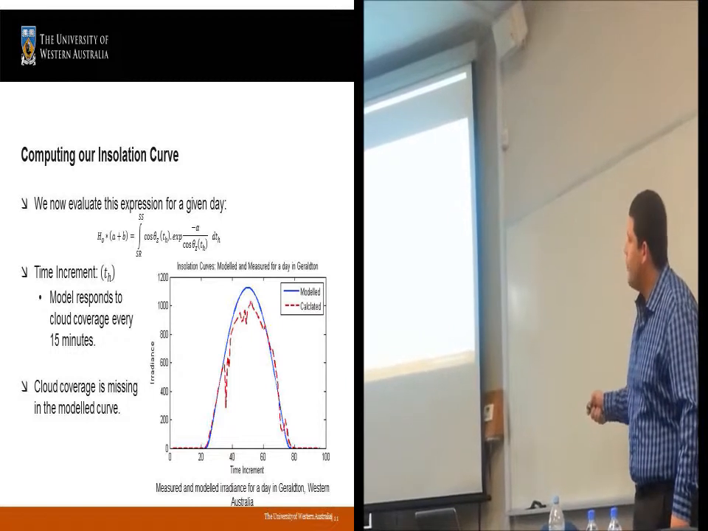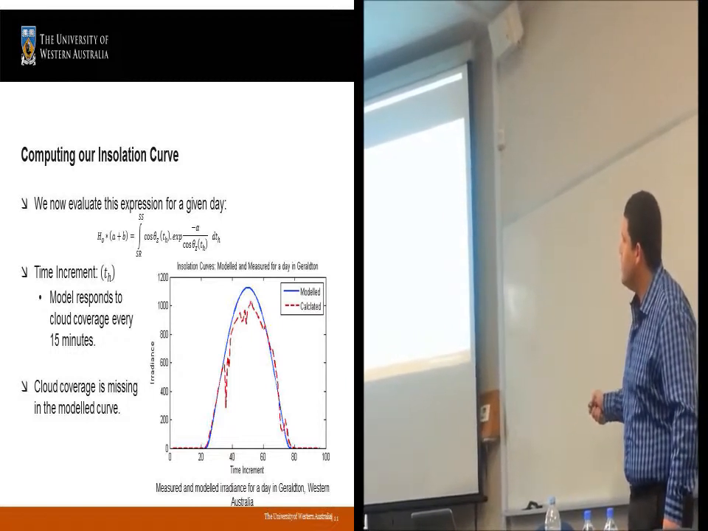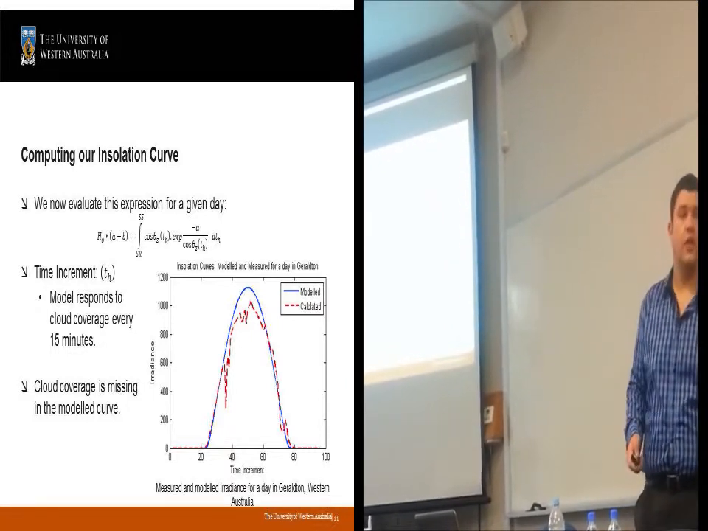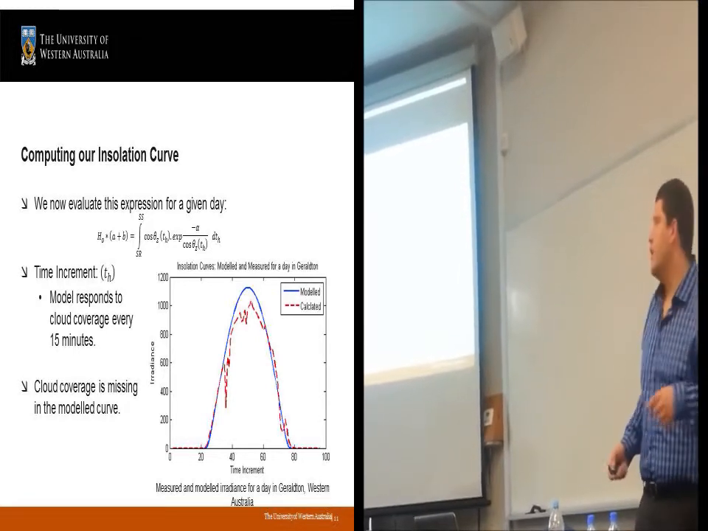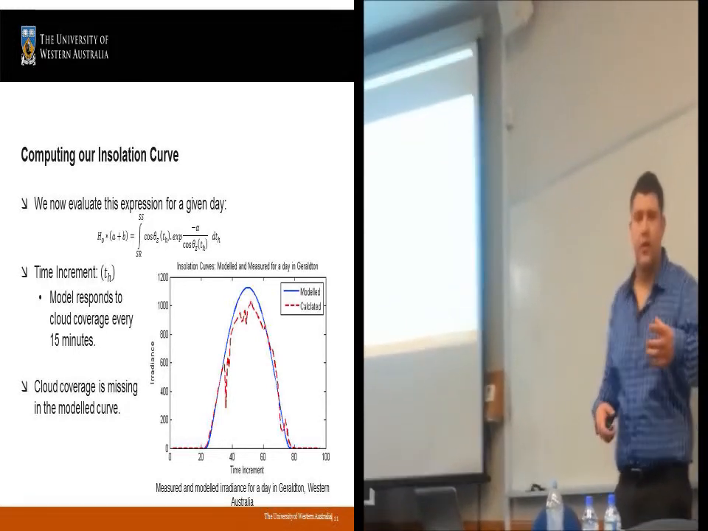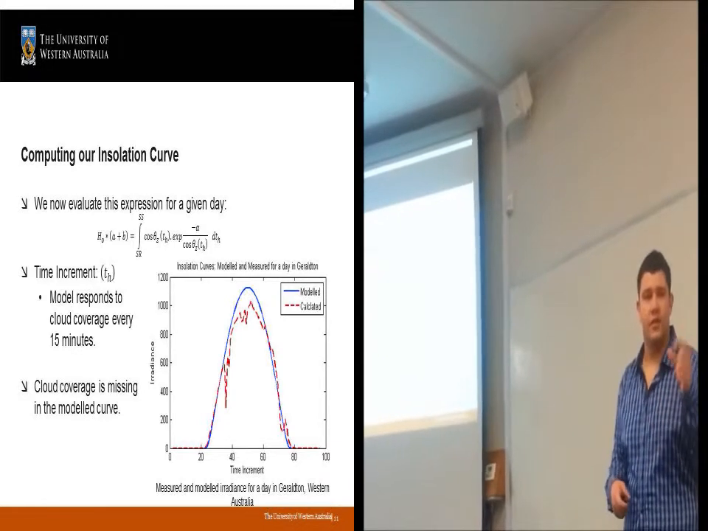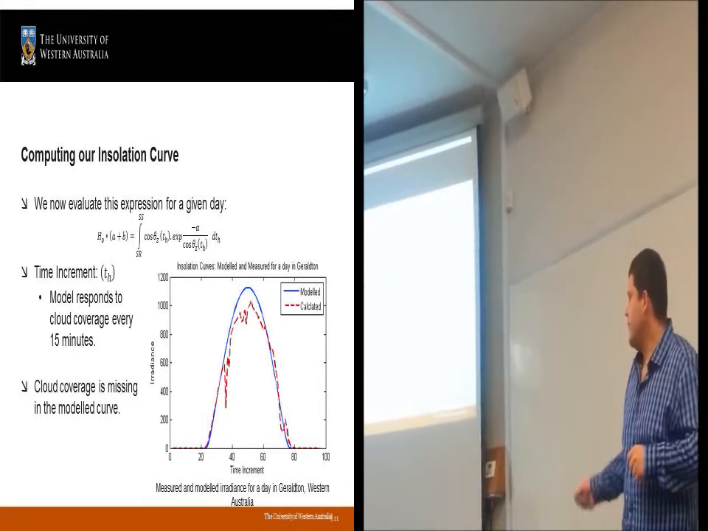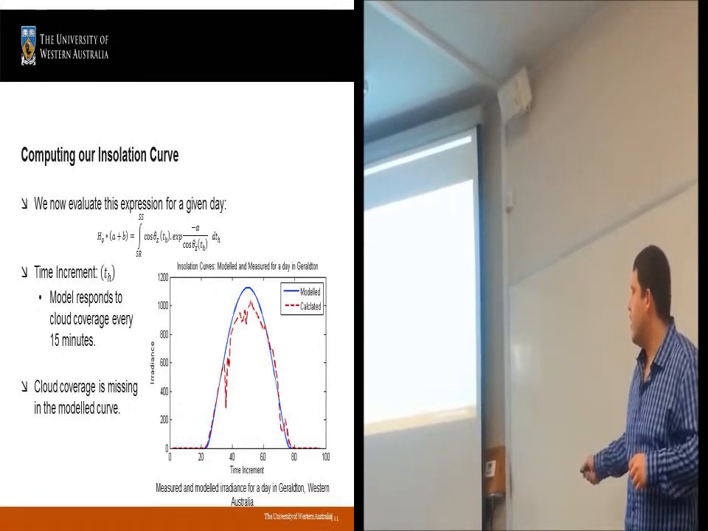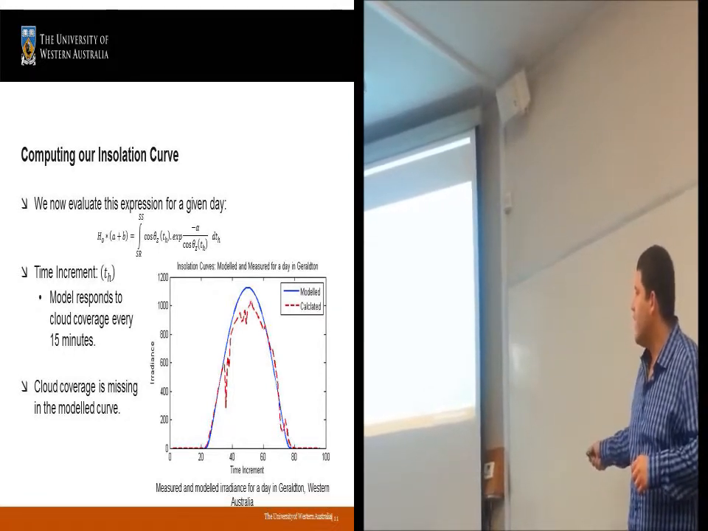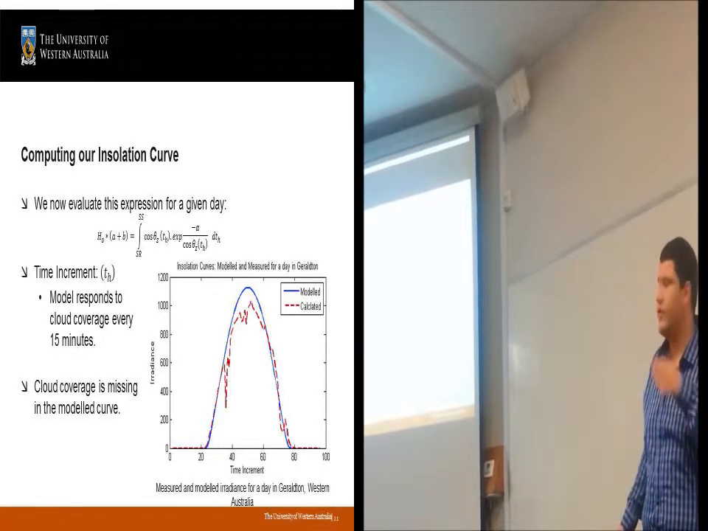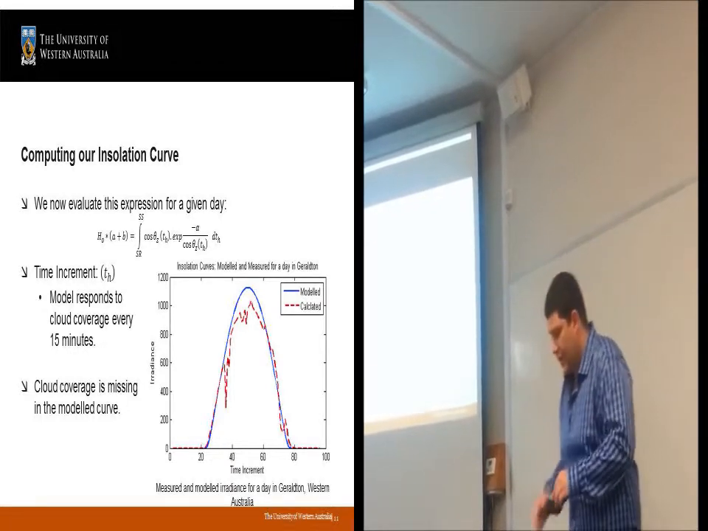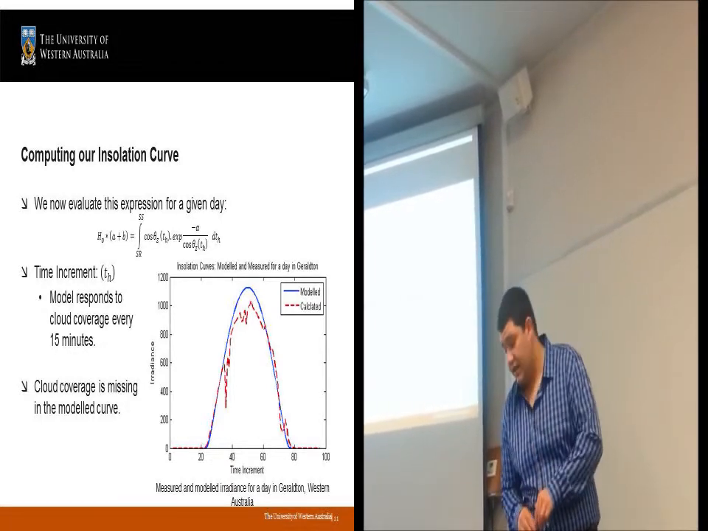And a point to note is the change in time, so the increments that we utilise are in 15-minute intervals. So our overall system is optimising on 15-minute interval increments. There's one important thing to note about this plot, and that is it's missing cloud coverage, so it's a nice smooth curve. And so now we want to be able to factor in that cloud coverage into our model.